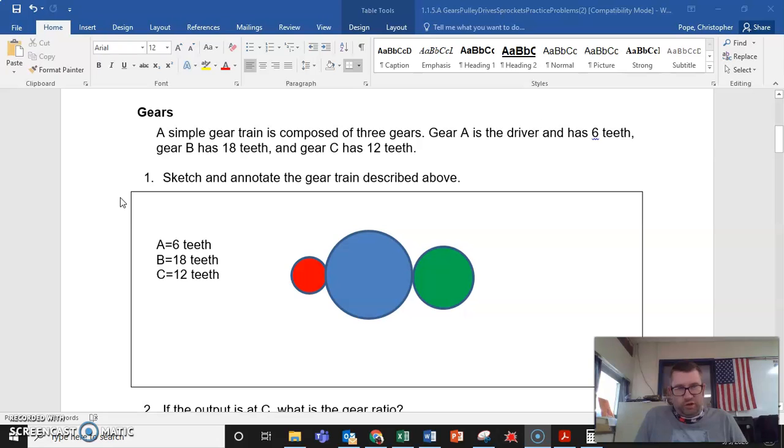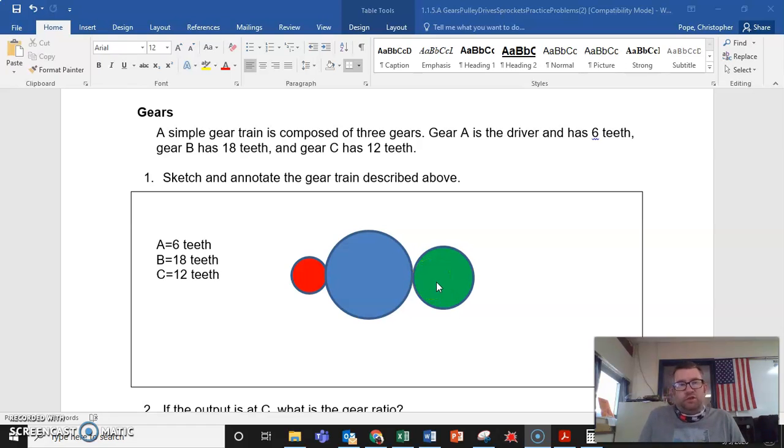A simple gear train means that all the gears are on different shafts, and you have gear A, the driver, that has 6 teeth. You have gear B that has 18 teeth, and gear C that has 12 teeth. The task is to sketch and annotate the gear train described below. As you can see, I have sketched and annotated the gear train. Gear A in this case is red, gear B is blue, and gear C is green.